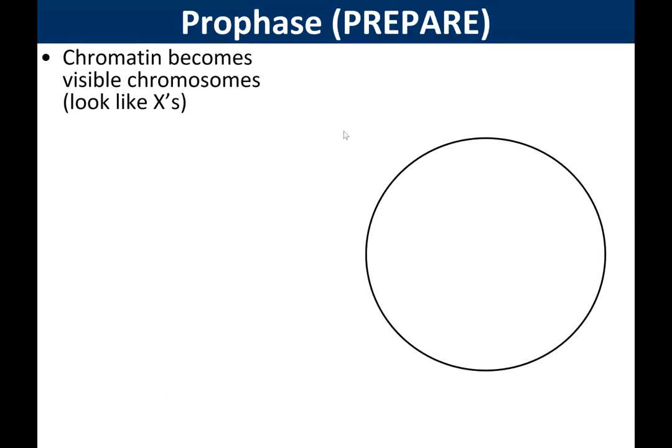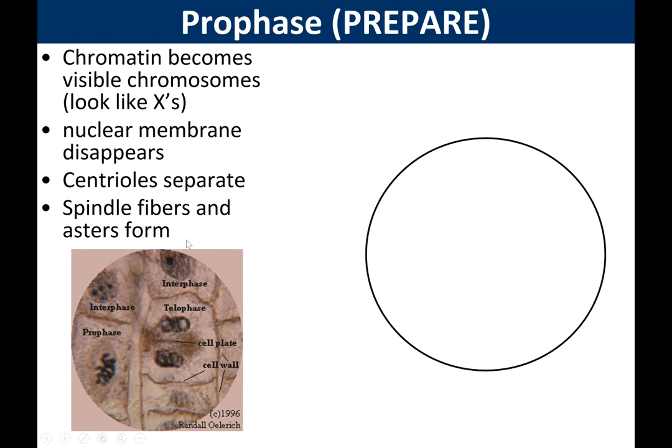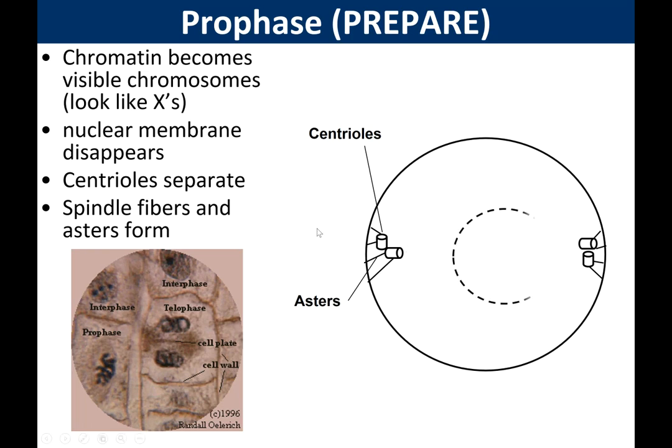Prophase, the first part of mitosis. Chromatin becomes visible chromosomes, which look like X's. The nuclear membrane disappears, the centrioles separate, the spindle fibers and asters form. This is a view under a microscope of prophase. So we have the centrioles. They send out microtubules called asters to anchor them to the poles of the cells.